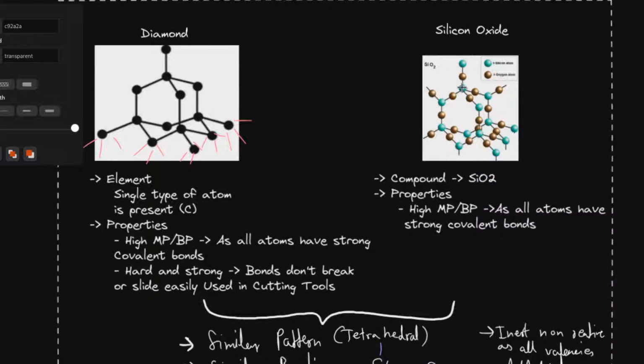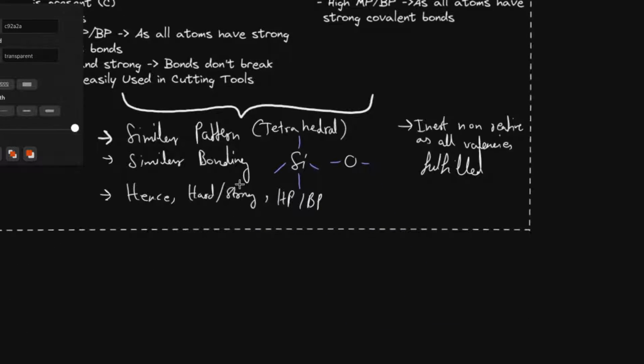As you can see, this pattern is quite common in both. And this type of shape, as you can see, is like a pyramid. This looks like a pyramid, but it isn't. It is known as a tetrahedral shape, right?